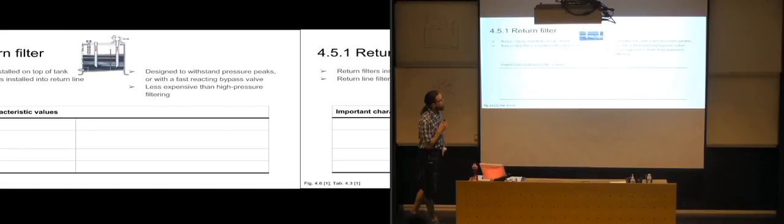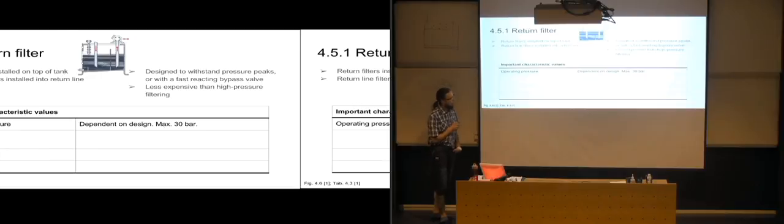And we have some important characteristic values for the return filter. The operating pressure is dependent on the design. Usually it's a maximum of 30 bars. So you usually have very low pressure on the return side.